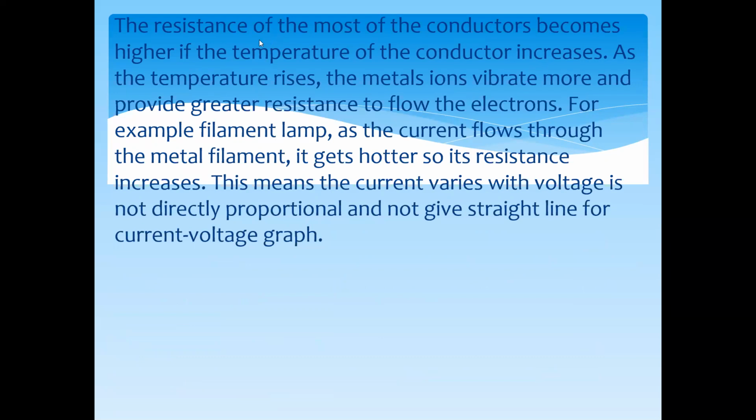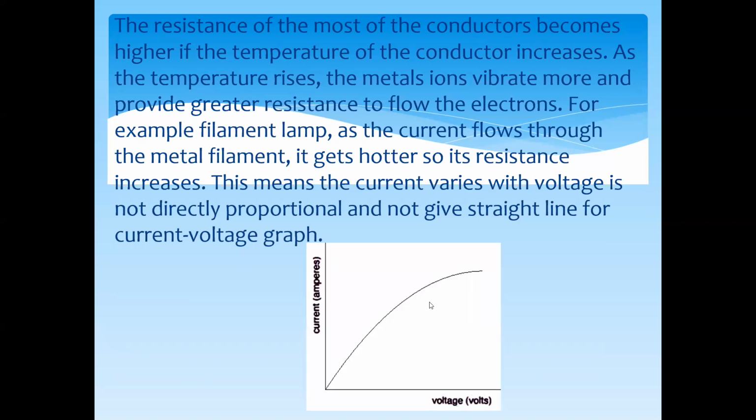But what happens? The resistance of most conductors increases when we increase the temperature, for example a filament. The reason is that when electrons move through the lattice, they collide with the lattice and increase the lattice vibration, which increases the resistance of the material as well as the temperature. So if we sketch a graph for a filament lamp, the shape will be different. Why will the shape be different?